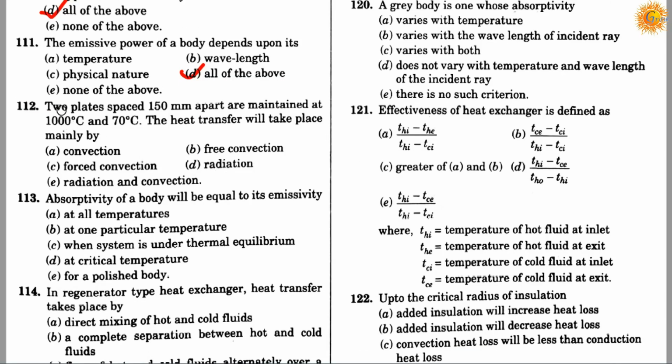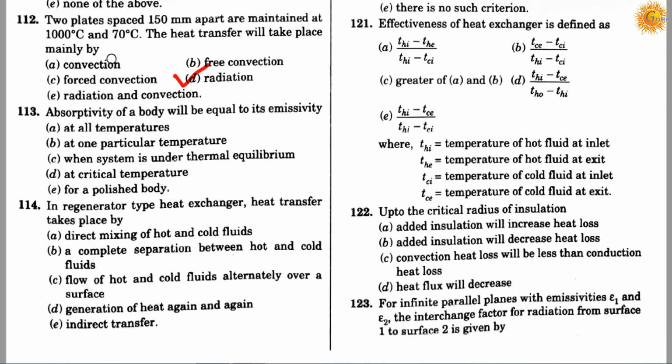Question number 112. Two plates spaced 150 mm apart are maintained at 1000 degrees centigrade and 70 degrees centigrade. The heat transfer will take place mainly by option A, convection, option B, free convection, option C, forced convection, option D, radiation, option E, radiation and convection. Correct answer is D, it will be by radiation.